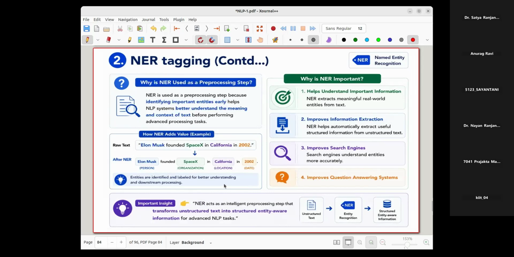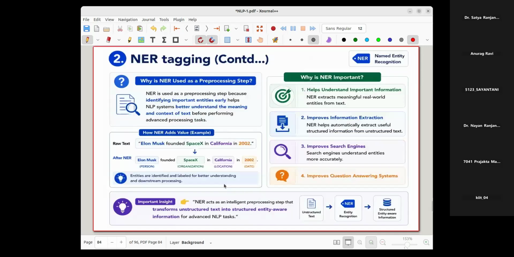And why is NER used as a pre-processing step? We already discussed, because it is used to identify important entities early, which will help the NLP system better understand the meaning and context of the text before giving it to the model. Okay, so this is called NER tagging, and this is the third one in our advanced pre-processing steps. Is it okay? Is there any question? So this completes the pre-processing part.